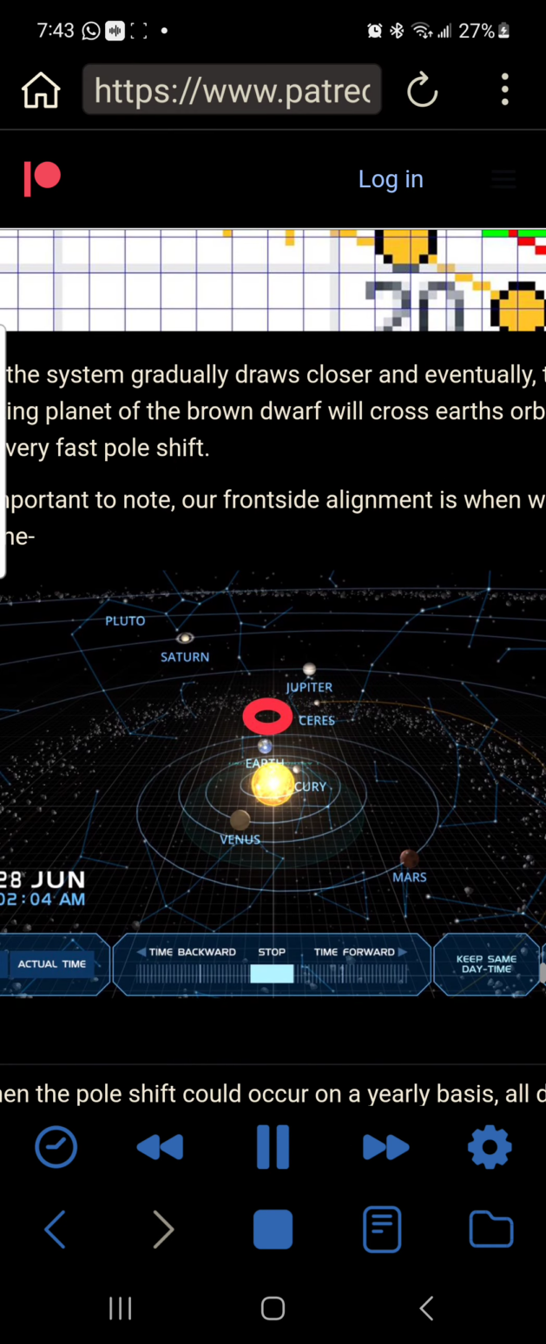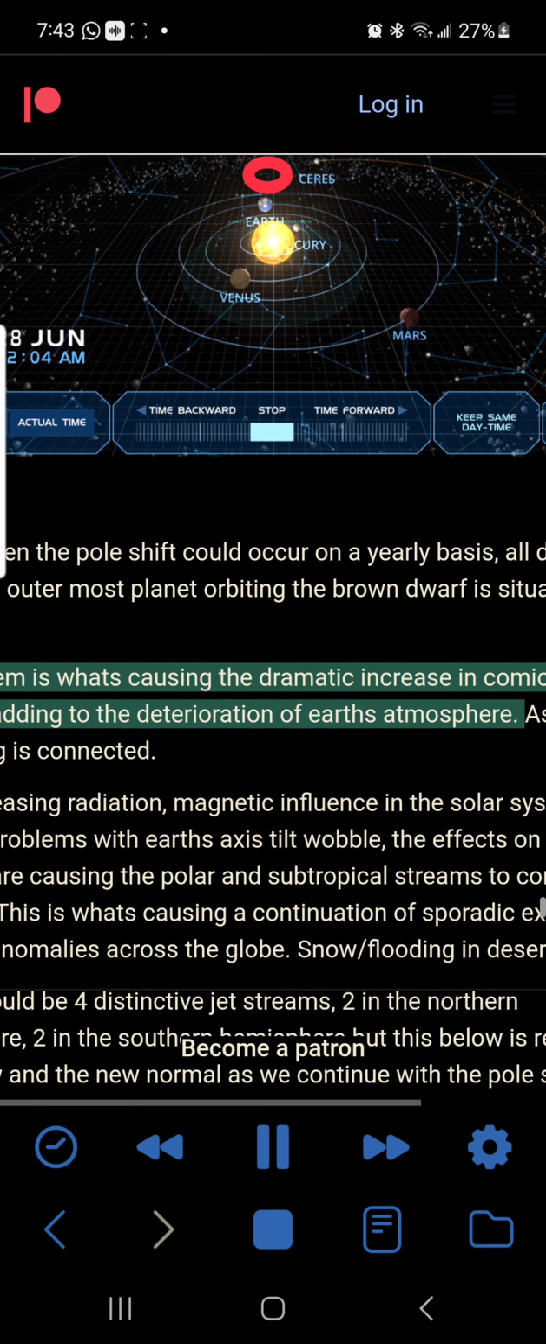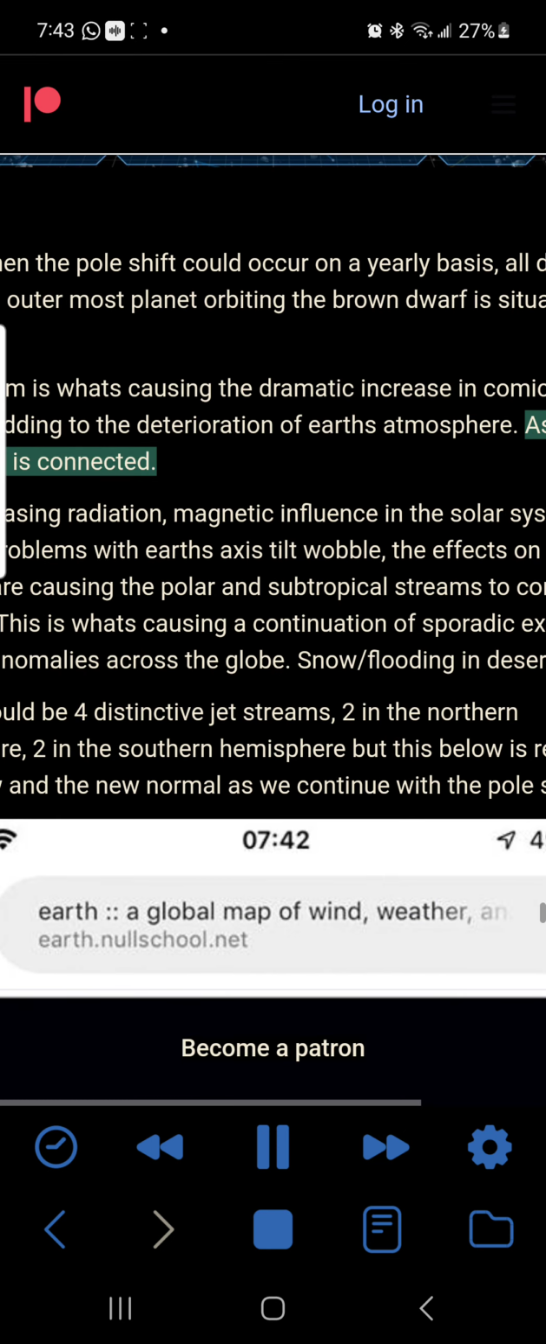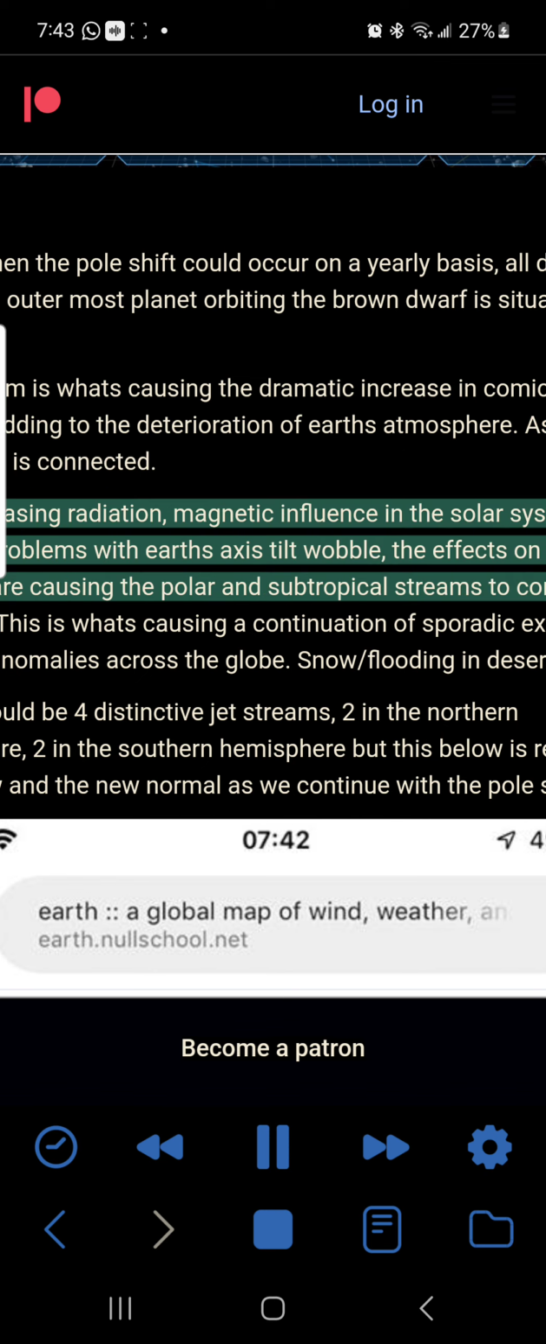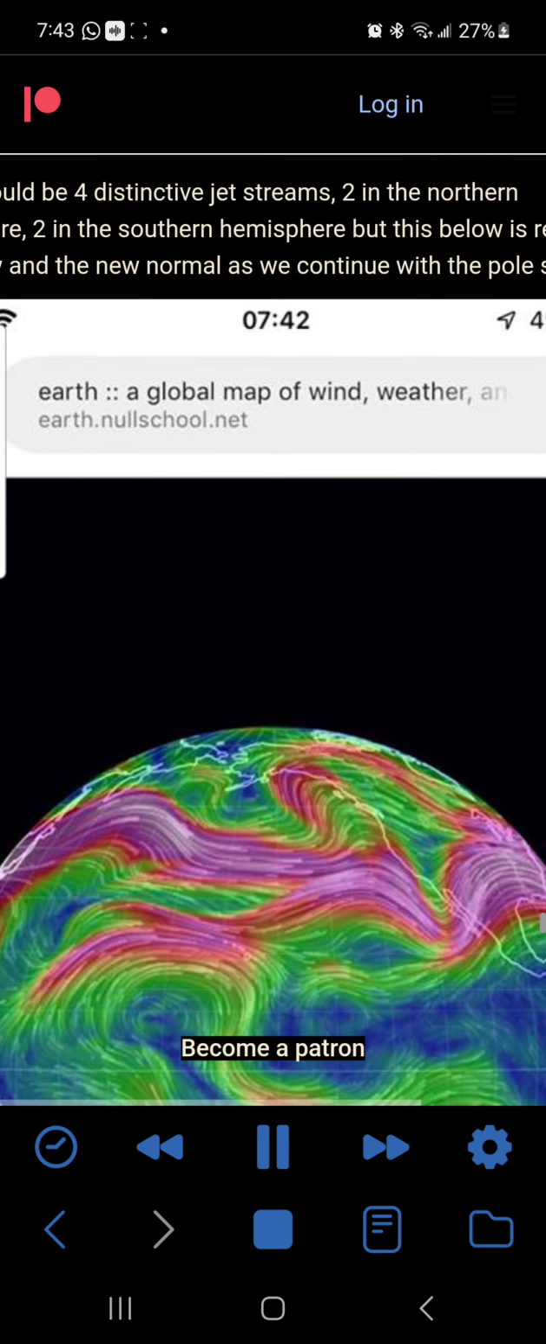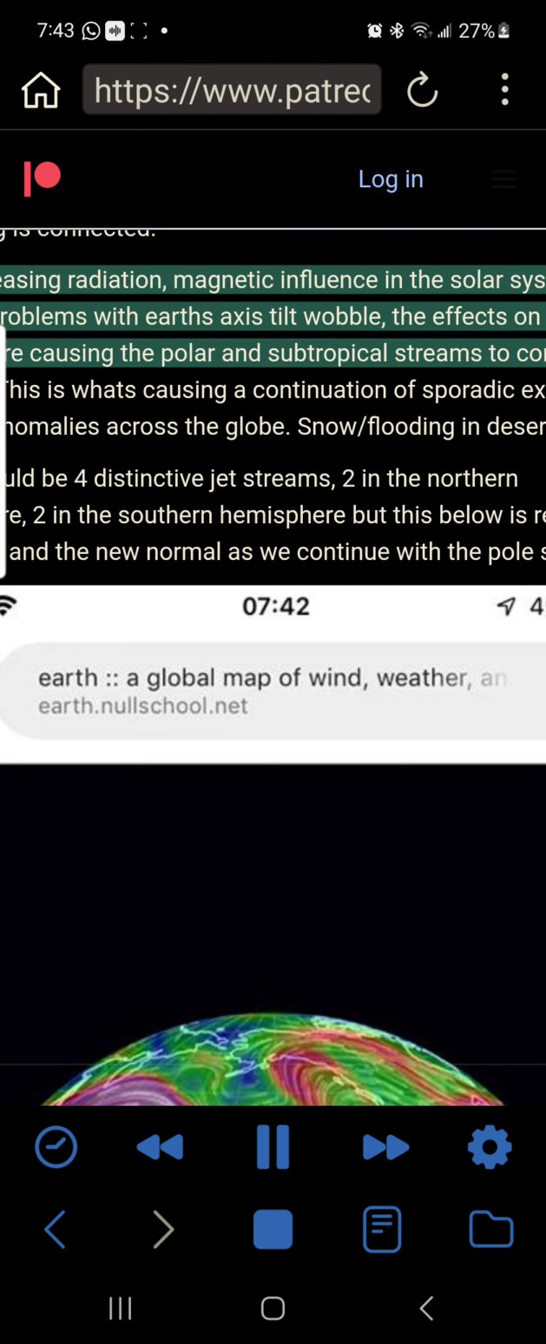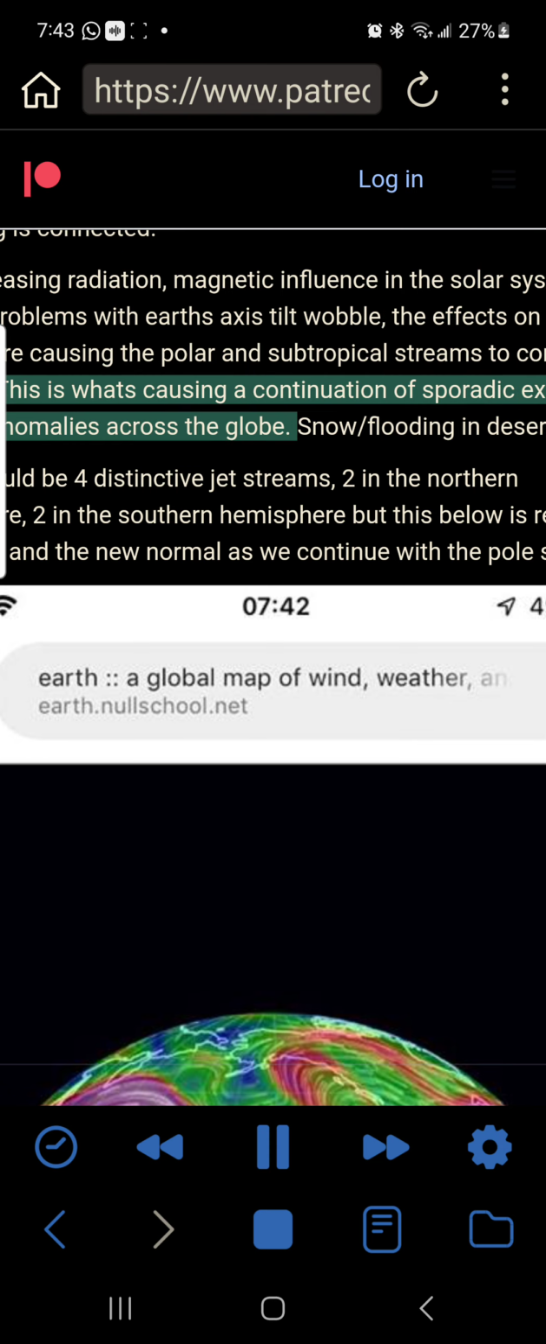This system is what's causing the dramatic increase in cosmic radiation, which is adding to the deterioration of Earth's atmosphere. As always, everything is connected. With increasing radiation, and magnetic influence in the solar system causing problems with Earth's axis tilt wobble, the effects on Earth's jet streams are causing the polar and subtropical streams to continually intermix. This is what's causing a continuation of sporadic extreme weather anomalies across the globe.